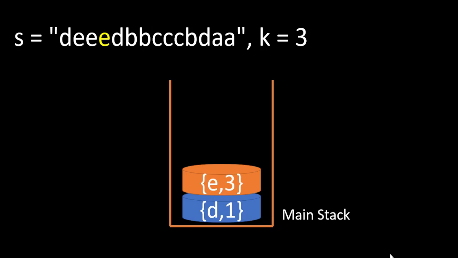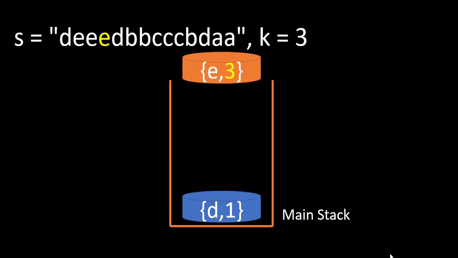So now all we need to do is check if the character at the top of this stack has a count equal to k. If the count is the same, we can pop this value directly, and then there is no need of moving the characters back and forth between the temporary and the main stack.